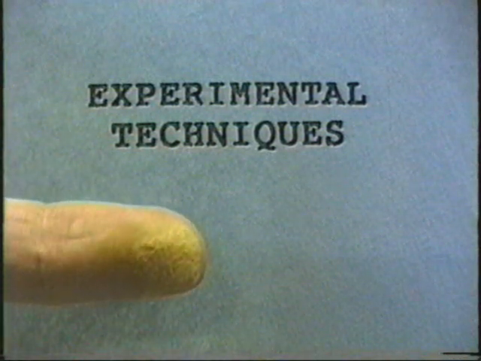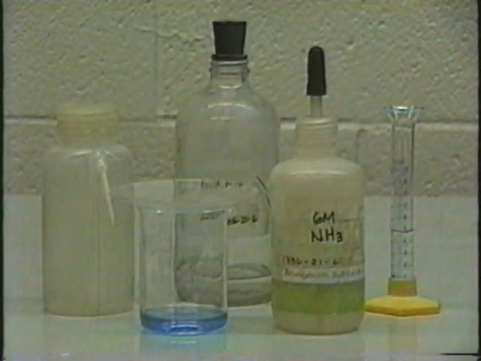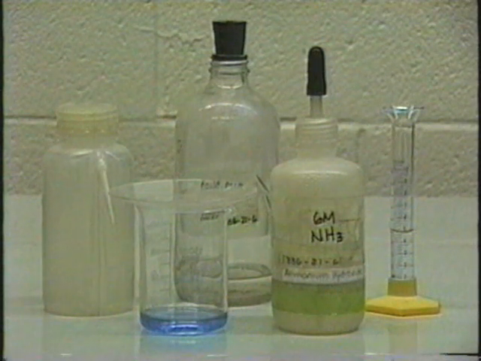Now let's turn our attention to the experimental details of this analysis. First, a warning. Handle concentrated nitric acid carefully. If it gets on your skin, wash it off with plenty of water, but in any case, it'll probably stain your skin yellow, as you can see here. You'll start out by dissolving your copper standard in concentrated nitric acid. You saw that reaction earlier.